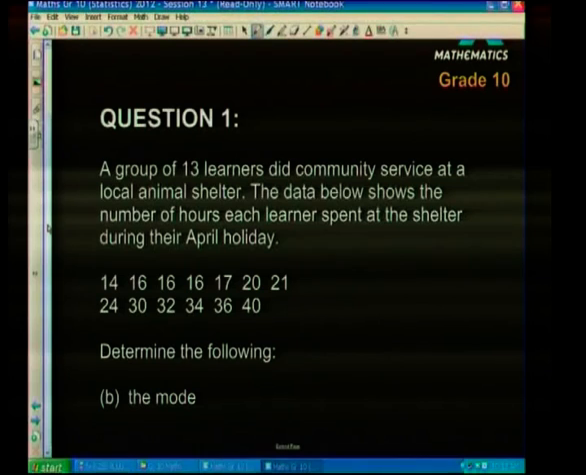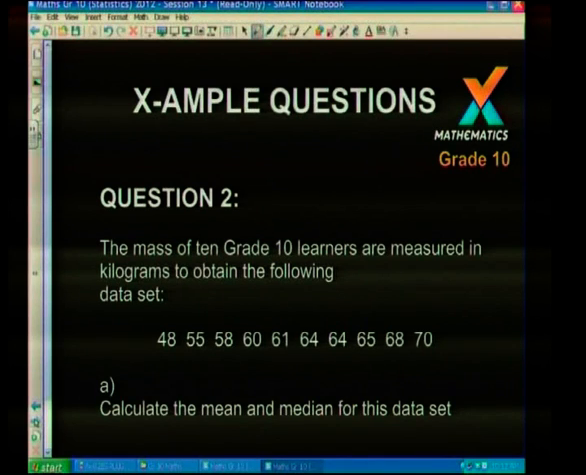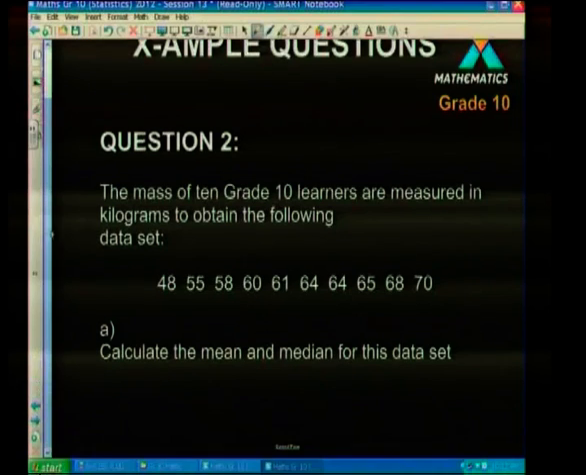The next question asks us to determine the mode. So the mode is the number that occurs most frequently, and I see that the number that occurs most frequently is 16. Right, so that was our first question. All we had to do was calculate the mean and the mode. Moving on to question 2.